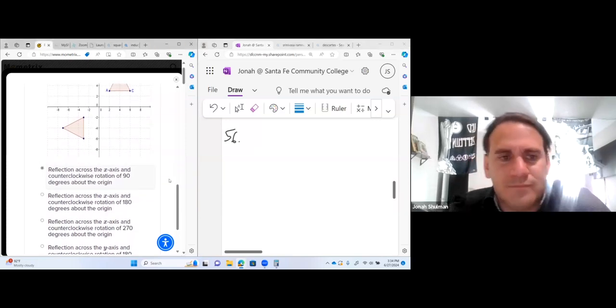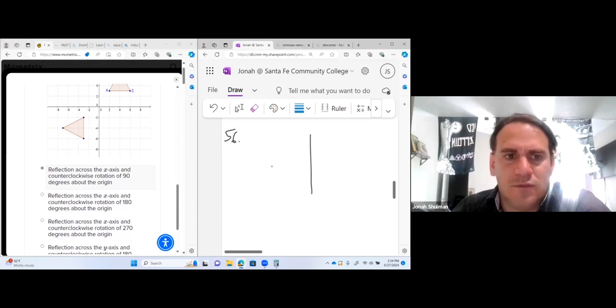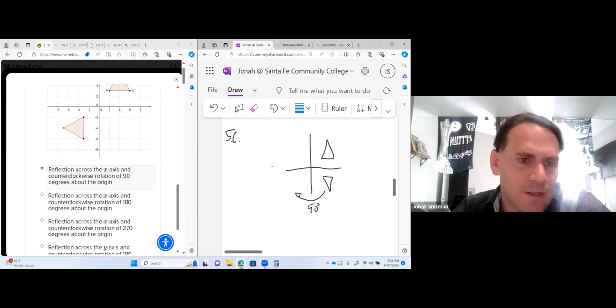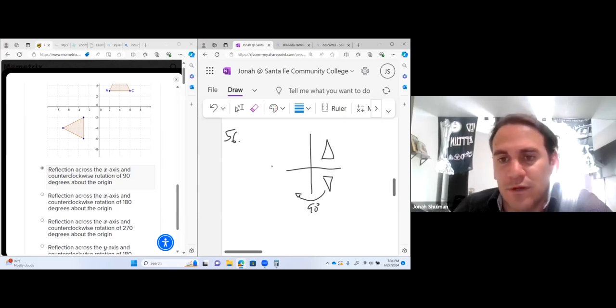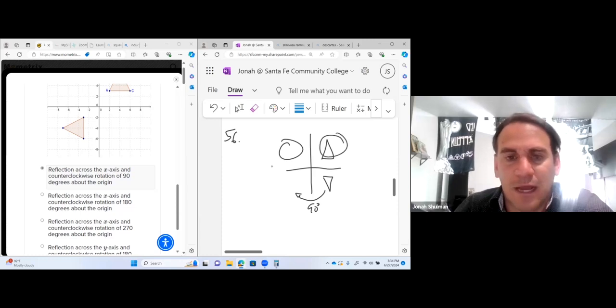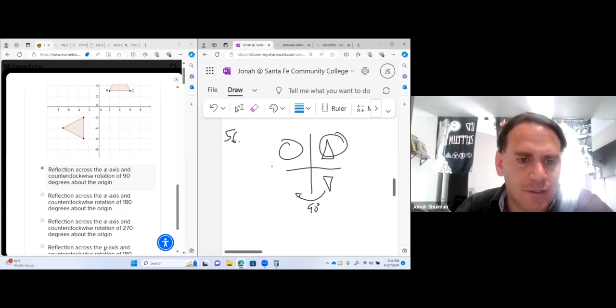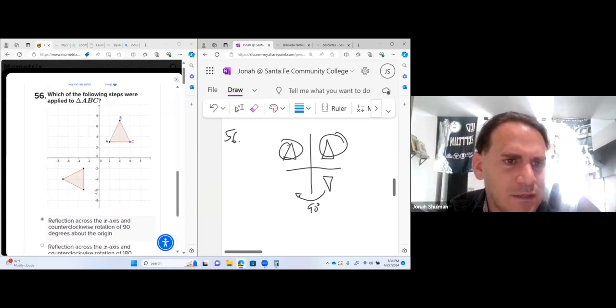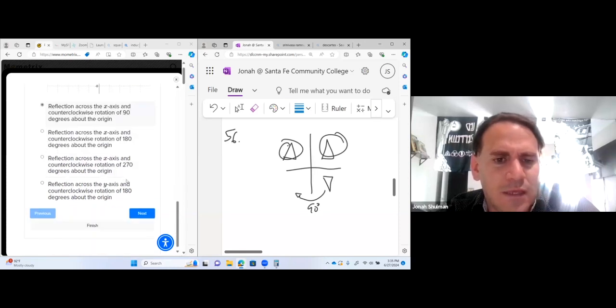So why is 56 A? If I have this box and I'm reflecting it this way, to go over here, it's just a 90-degree turn because each one of these is a quarter. 180, I'd be over here. 270, I'd be back where I started. And then if I go across the y, I'd be over here. Then it's still 90. It's not another 180. So that's why 56 is A.